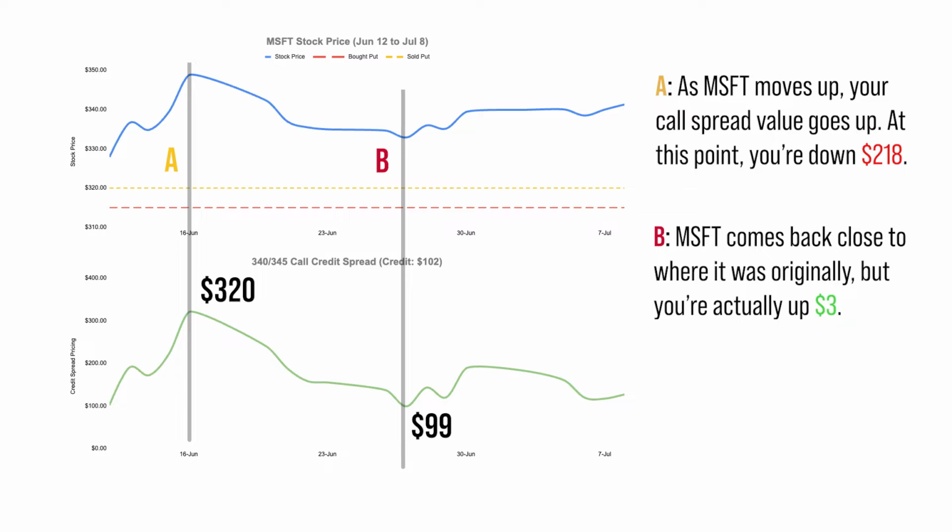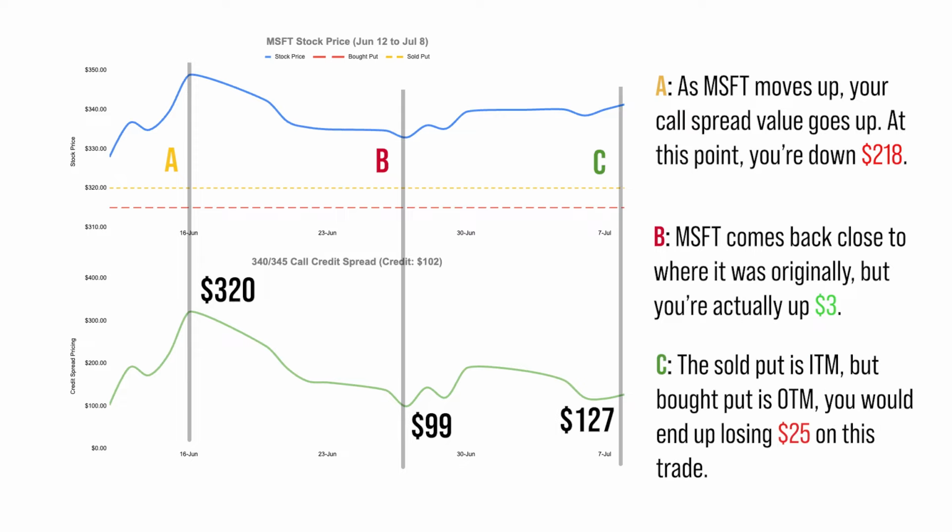Right? That's pretty cool because you don't necessarily have to be correct in direction. The market just has to move less than what you are anticipating it to move. And then at the time of expiry at July 7th close, Microsoft is actually at 341.27. So because your bottom leg is in the money, but your top leg is out of the money, your credit spread will cost you $127 because you're $1.27 in the money. If you were to let it expire, you would actually only lose $25 on this trade.